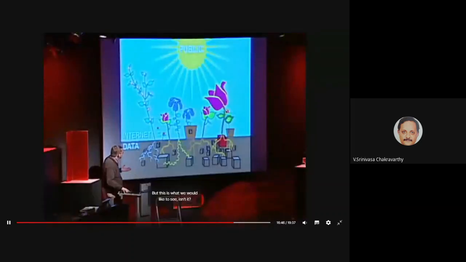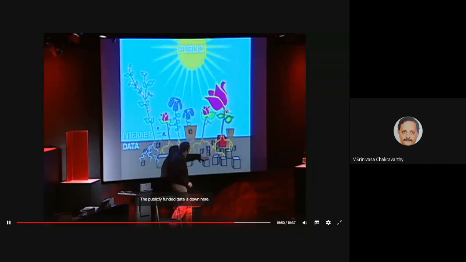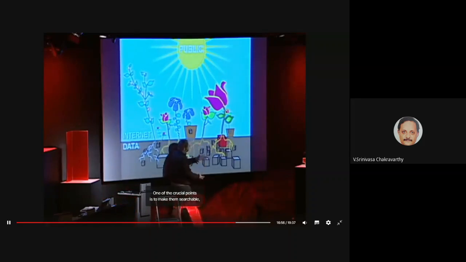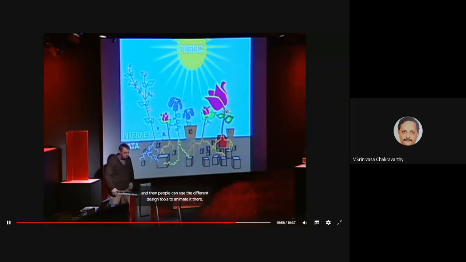But this is what we would like to see, isn't it? The publicly funded data is down here, and we would like flowers to grow out on the net. One of the crucial points is to make them searchable, and then people can use different design tools to animate it. And I have pretty good news for you.